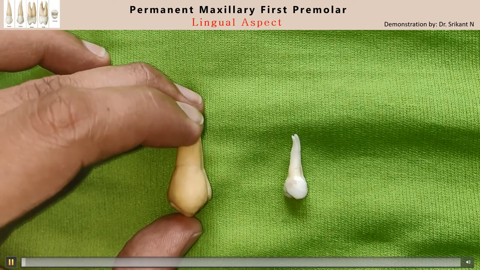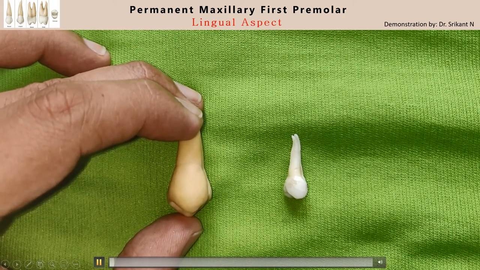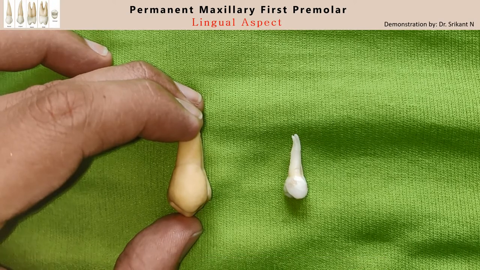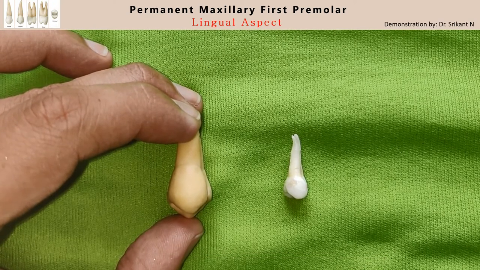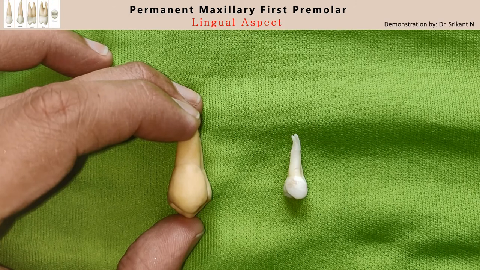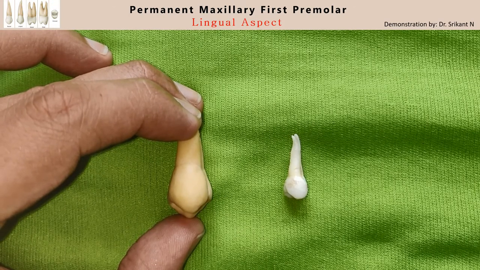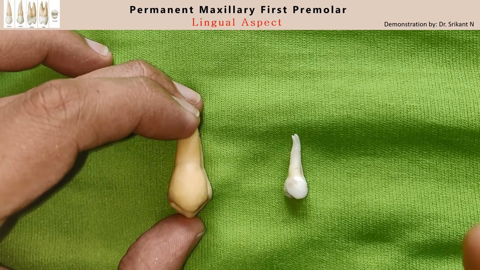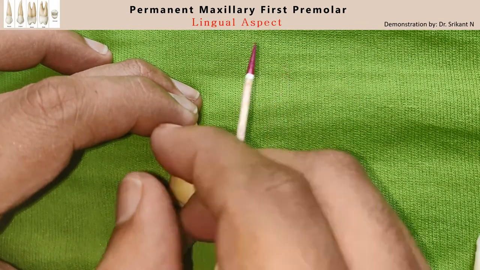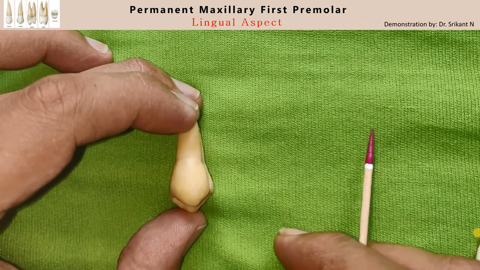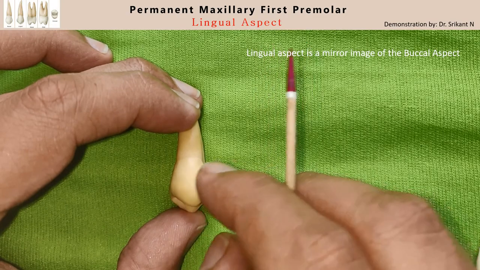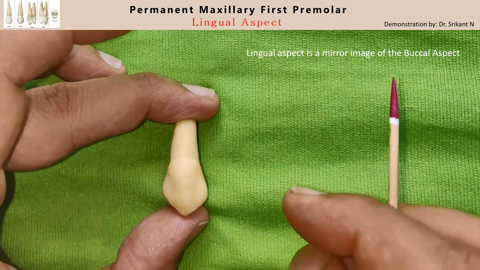Hello everyone, this is the video in continuation with the morphology of the maxillary first premolar. In the last video we spoke about the buccal aspect. Here we shall talk about the lingual aspect. The lingual aspect of the maxillary permanent first premolar is the reverse of the buccal aspect.